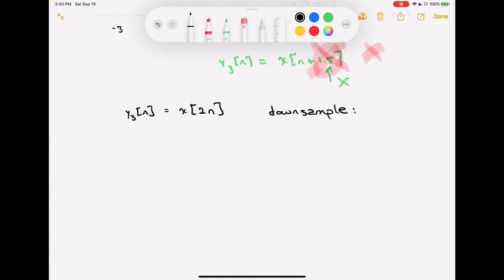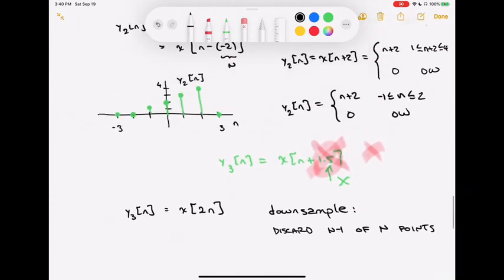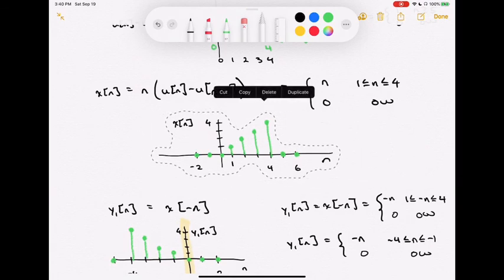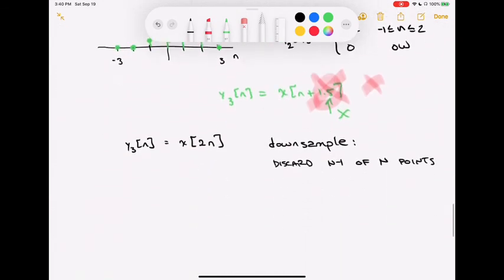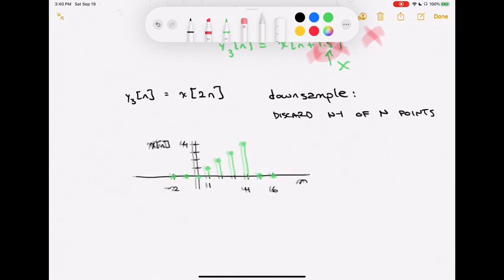And if you remember the downsample operation, it says we are going to discard capital N minus 1 of capital N points, and just keep repeating that every single time. Let's go back and draw my x of n and think about it in terms of that. In fact, I should be able to go over here and grab this guy. So I'm going to make a copy of this, save myself a little time. I've got this copy of x of n, and I'm going to place it down here as well.